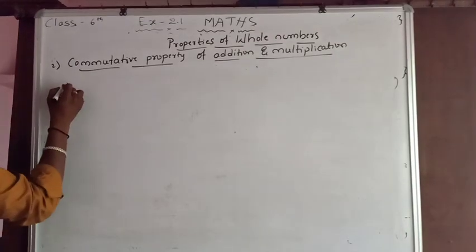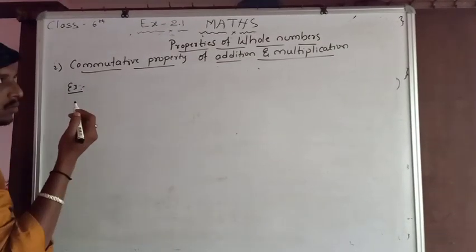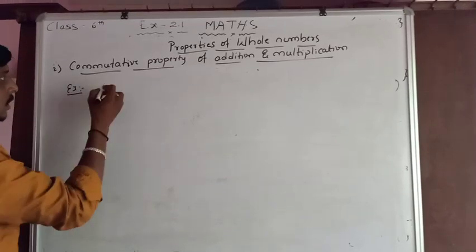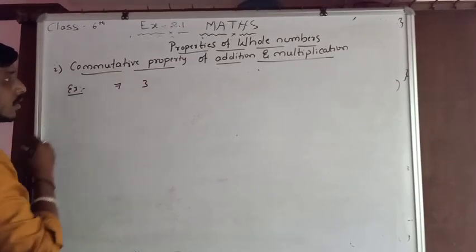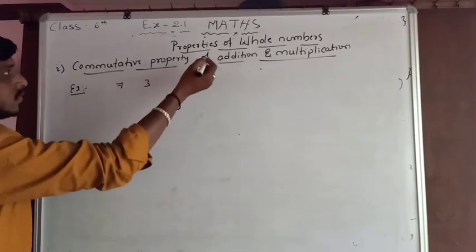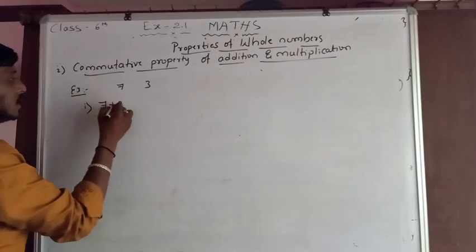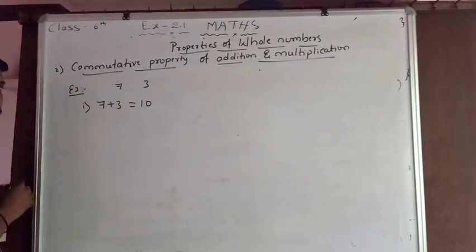So don't worry, I will take one example. I will select two numbers. Tell me which numbers. Shall I select 7 and 3? Okay, 7 and 3 are two whole numbers. First one, addition. What is that? 7 plus 3, 10.